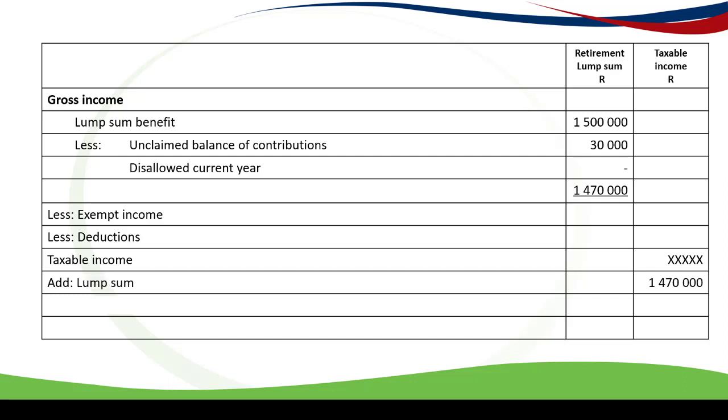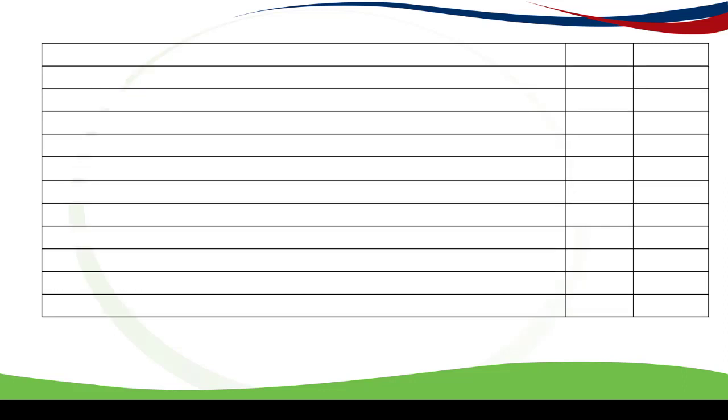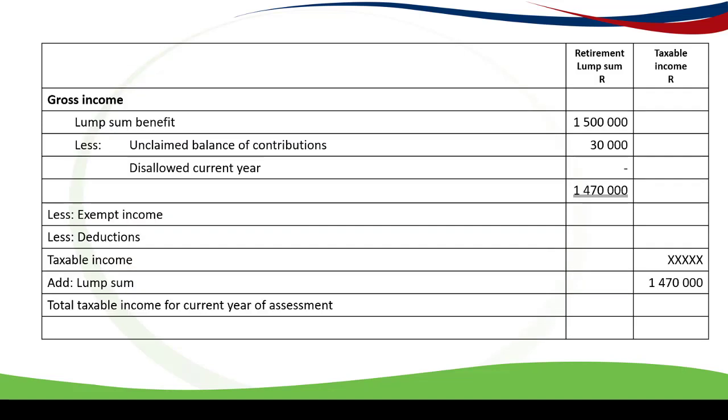Now what you're going to do is add the lump sum to the taxable income that you calculate, and you're going to show the total taxable income for the current year of assessment. Okay, let's just go back there. Sorry, I pressed forward too fast. So at the end of your calculation, you would have your normal taxable income, add your lump sum, and that would give you the total taxable income for this year.